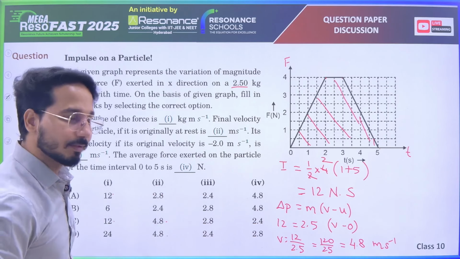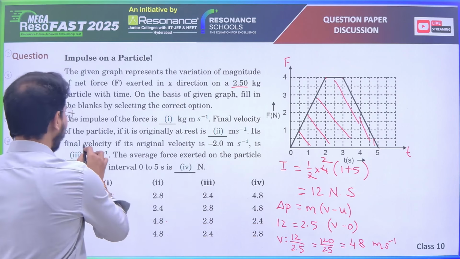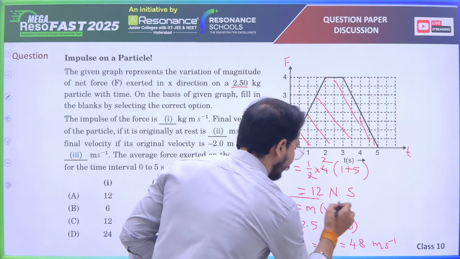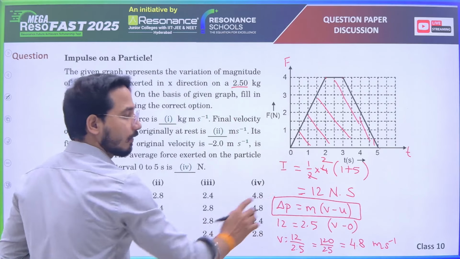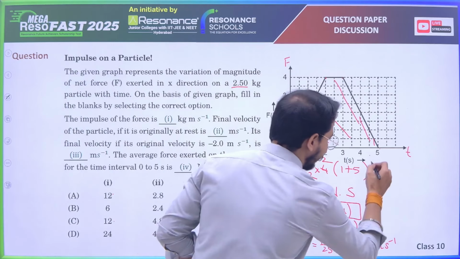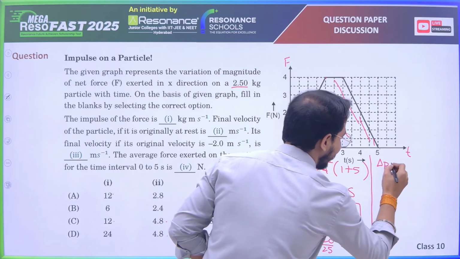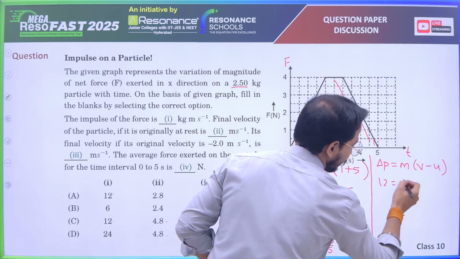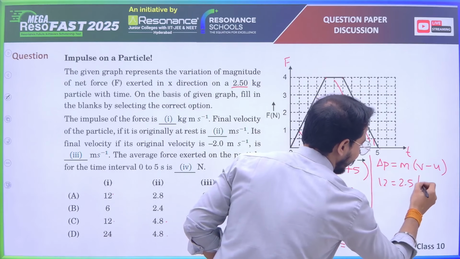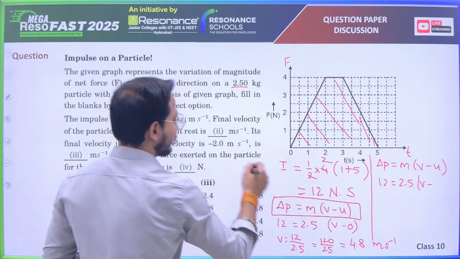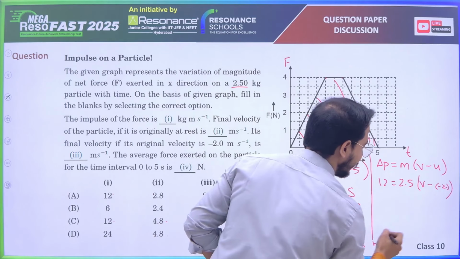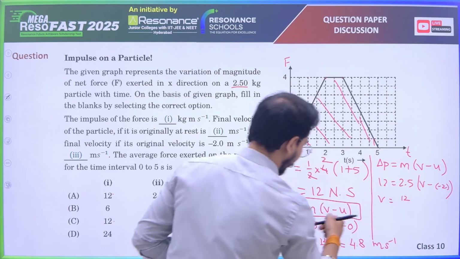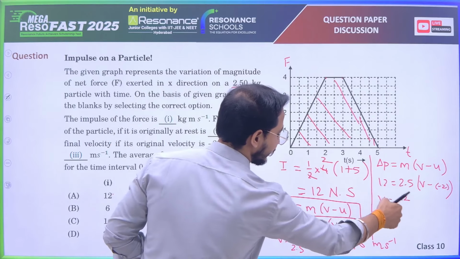4.8 meter per second. Third, its final velocity, if its original velocity is minus 2. So in the same formula, we will change the value of u over here. If we change the value of u, we'll have delta p is equal to m(v minus u). So 12 is equal to 2.5 (v minus 2), right? So v will be equal to 12 by 2.5. Just now we have calculated, this is equal to 4.8.